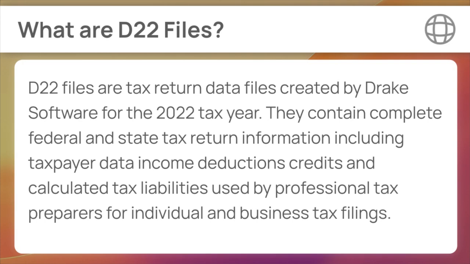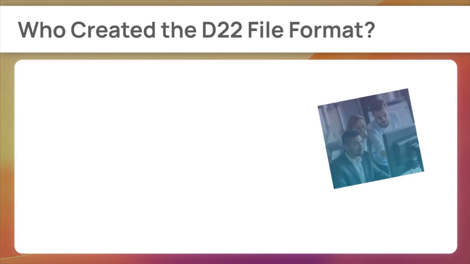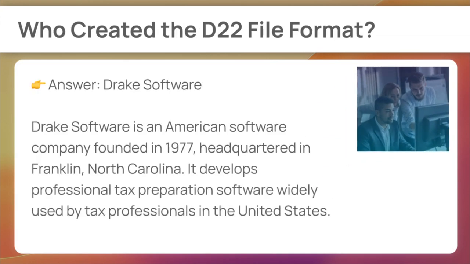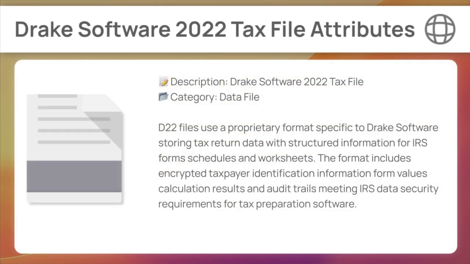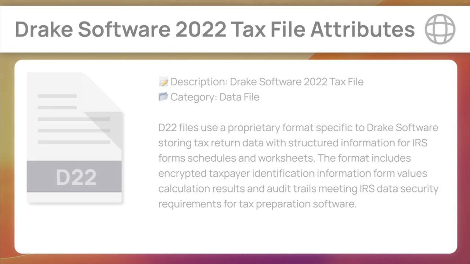They contain complete federal and state tax return information, including taxpayer data, income, deductions, credits, and calculated tax liabilities used by professional tax preparers for individual and business tax filings. D22 files use a proprietary format specific to Drake software, storing tax return data with structured information for IRS forms, schedules, and worksheets. The format includes encrypted taxpayer identification information, form values, calculation results, and audit trails, meeting IRS data security requirements for tax preparation software.